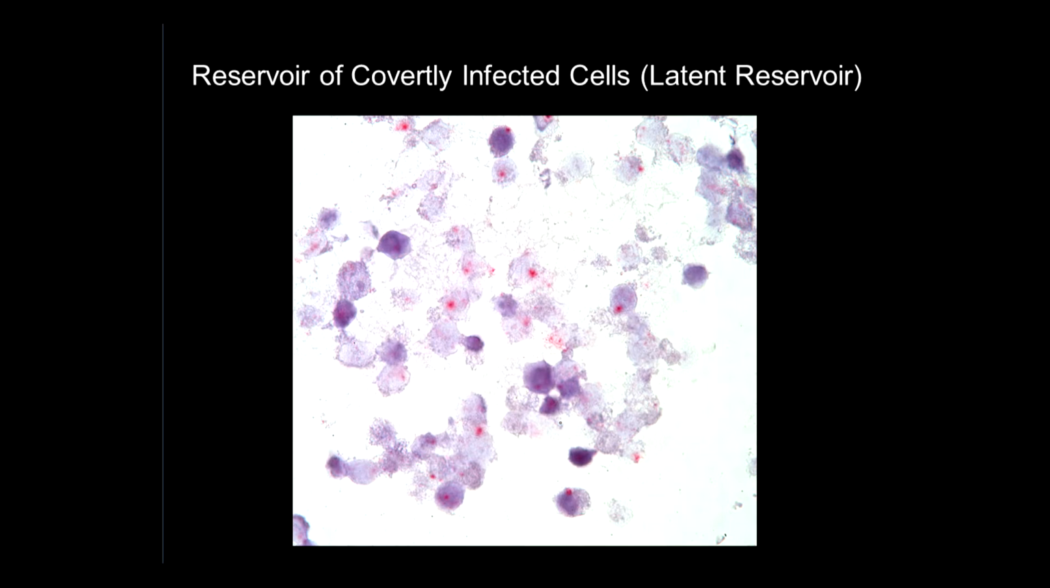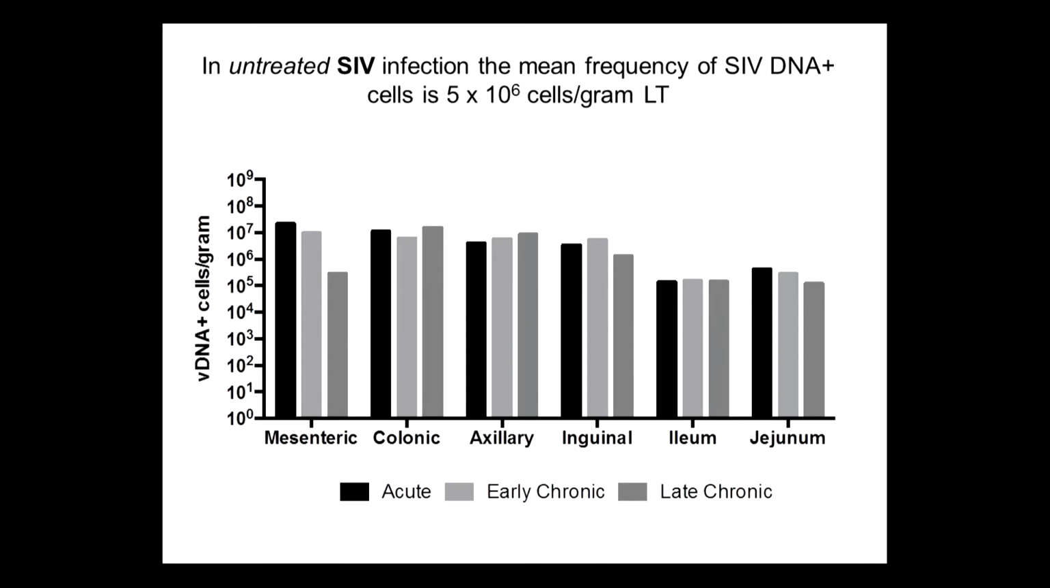So this is the in situ hybridization. When you go through and you count those cells and express it per gram of tissue, it's very consistent. It's about 10 to the 6th, 5 times 10 to the 6th cells. And it's in all of the tissues that we've looked at, at each of the time points. So the size of the population of DNA-positive cells is about 10 to the 6th, and that's about an order of magnitude greater than the RNA-positive cells, which is kind of what you'd expect.